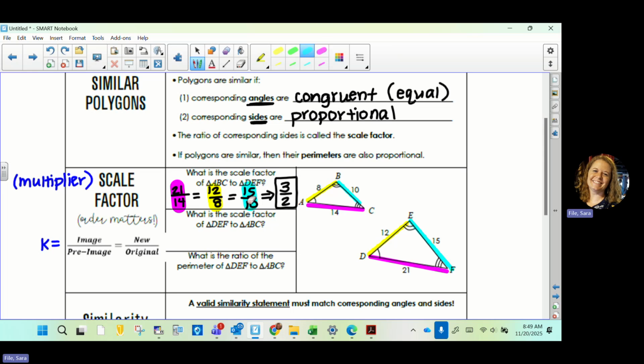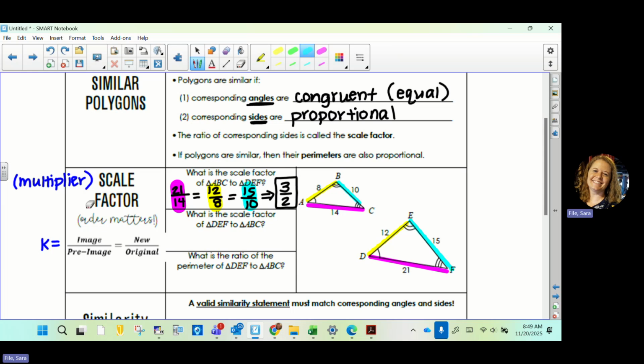That was the blue. Okay. But here's why it says order matters right here. Because that was going from ABC to DEF. What if it was reversed? What if DEF was my original shape and I dilated to ABC? What type of dilation would that be if I'm starting with the big one? It'd be a reduction, right? It's getting smaller.